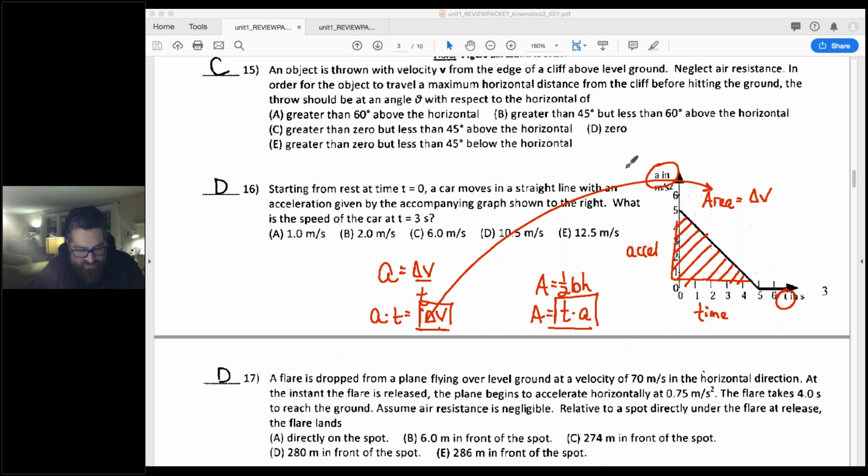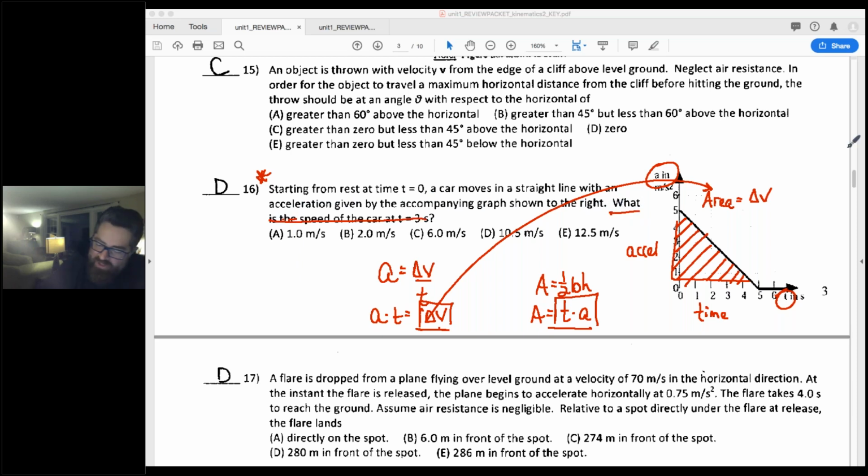So if I look at question number 16, I've analyzed the shaded region, and then I read this question, and it's really satisfying to almost predict what's going to be asked. We're saying that we're starting from rest. The car moves in a straight line with an acceleration, and we were given the graph. They want to know what the speed is.